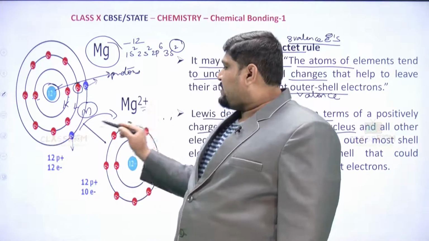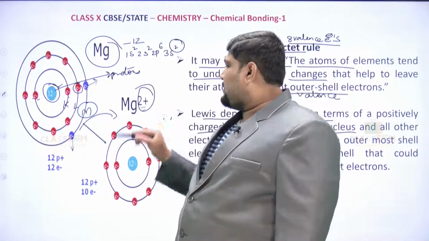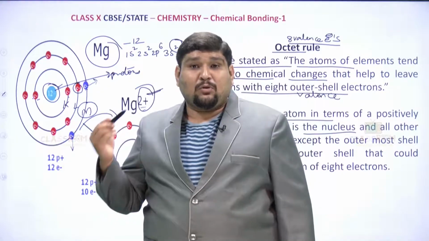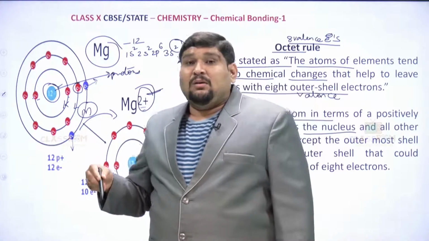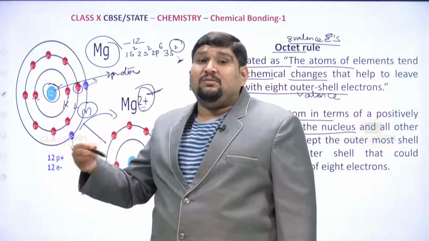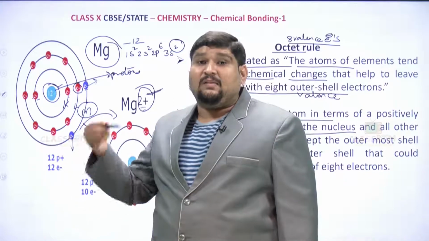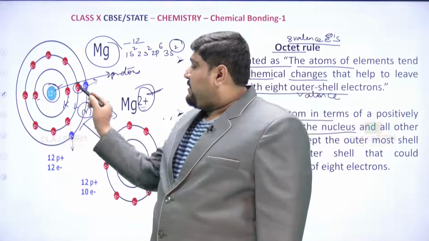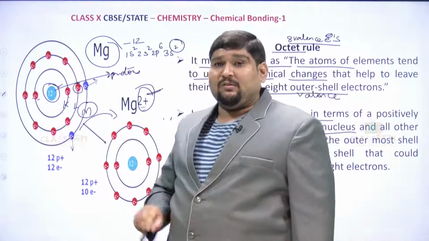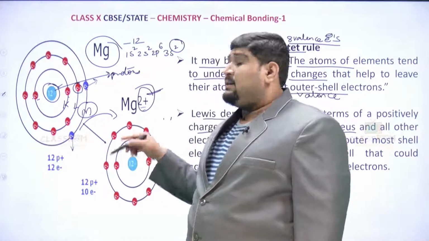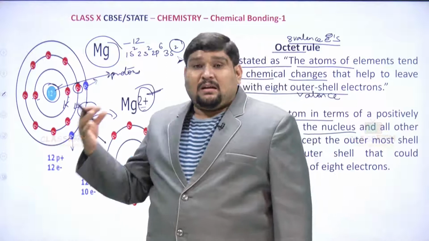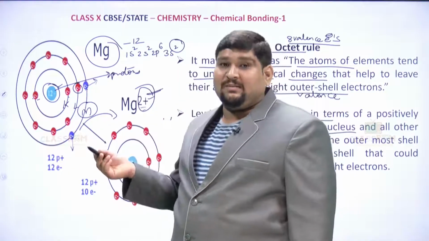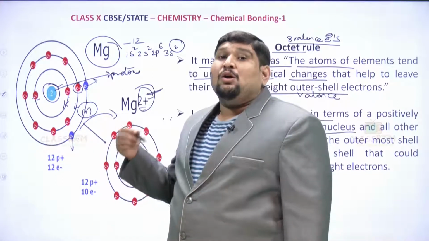Once these 2 electrons are given out by magnesium, it acquires a positive charge, because magnesium, being electropositive, has a tendency to lose electrons. Its outermost shell is already filled with 8 electrons, so the remaining 2 electrons are given out in order to be stable, and thus it forms a positive charge as it is electropositive in nature.